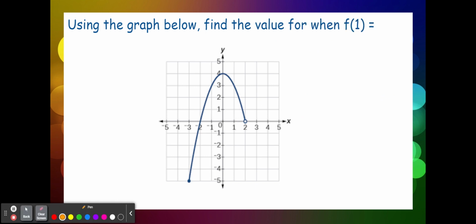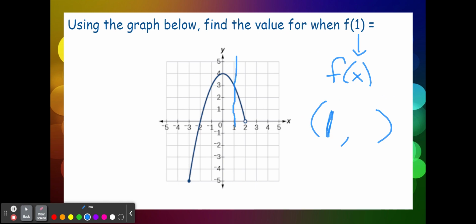Next one says, using the graph below, find the value for f of 1. So this is in the place of the x. So we're saying x value is 1. If x is 1, we want to know what is the y value. So we're looking for x is 1, which is here. Here's 1 for the x value, right? We want to know, where does it hit our line? It hits right here on the graph. So what's the y value there? It's 3. So that is the y value, 3.